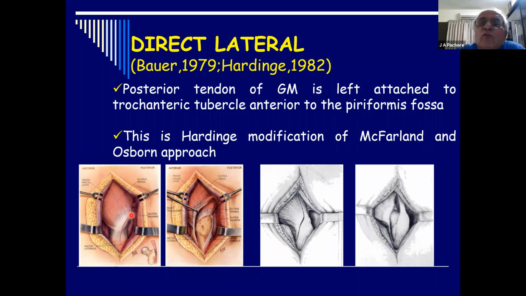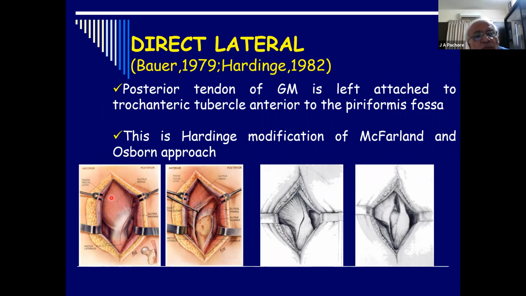Posterior tendon of gluteus maximus is left attached to the trochanteric tubercle, and anterior to the piriformis, all structures are released, keeping gluteus minimus intact. So this is why I told you, this is the Harding modification of the McFarland and Osborne approach. Osborne was actually professor of Liverpool University. A lot of Indian people worked under Osborne.